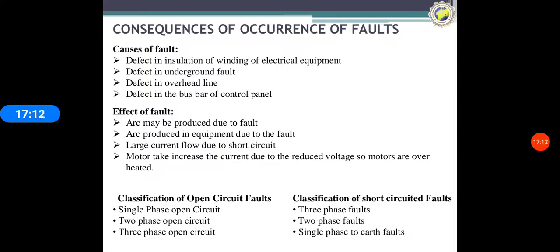So basically faults are divided into two main classifications, the open circuit fault and the short circuit fault. Open circuit faults have three types: single phase open circuit, two phase open circuit, and three phase open circuit faults. Similarly, short circuit faults are three phase fault, two phase fault, and single phase to earth fault.